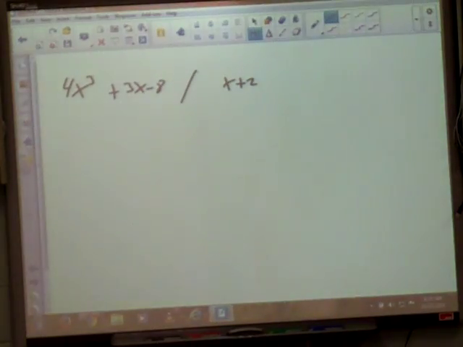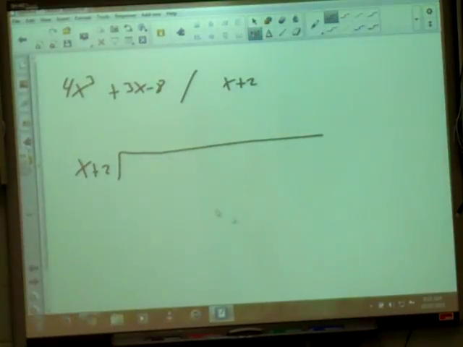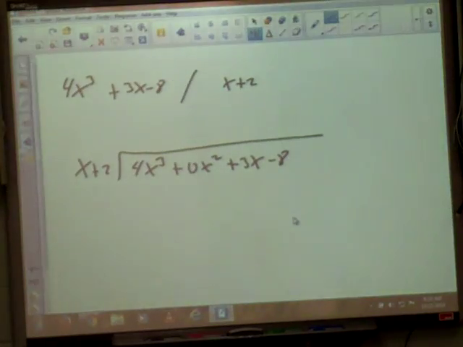So x plus 2 is going to go outside my box. I'm doing long division right now. Now, inside the box, check this out when you write it down. You got a 4x cubed, a 0x squared. Got to put them all in there. A positive 3x and a negative 8. That's what I was saying earlier. If it's missing one of the powers, you got to put a 0 in that spot.